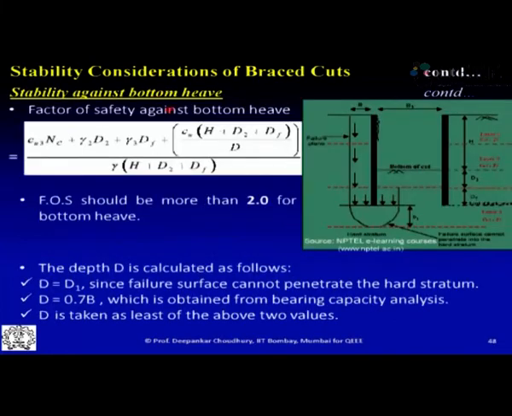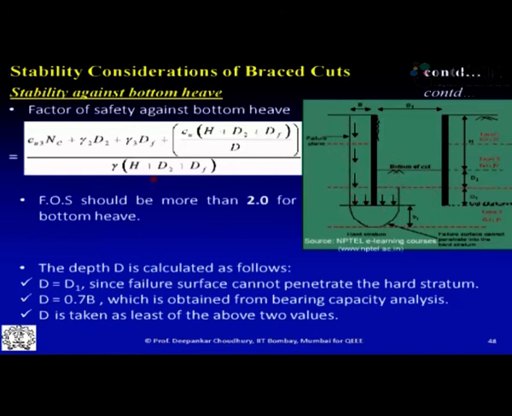So how do we compute the factor of safety against this kind of stability against bottom heave? This is the way we should calculate. The numerator should give us the resisting force against bottom heave, and the denominator should give us the disturbing force, or the force which is causing bottom heave. Now let us see which force is causing the bottom heave to occur in such a case. It is nothing but this portion of the soil which is producing that surcharge or the pressure, because of which this soil is coming up.